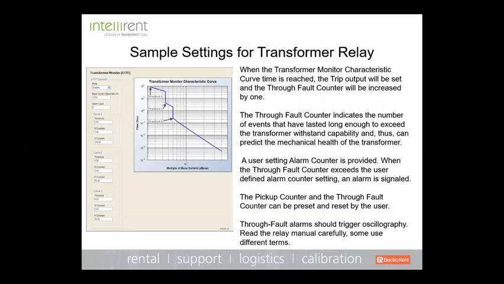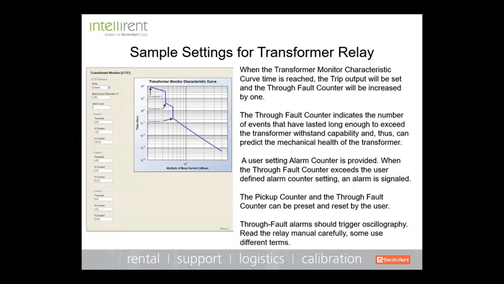Okay, so what's going to happen here, and this is an example of a protective relay, and its transformer monitoring characteristic curve. And basically what we're looking at is a number of things. Again, we're looking at recording the magnitude, the duration of the through fault, and the number of occurrences. So you can set alarms based on the number of through faults that have occurred, and based on the magnitude, and based on the duration.